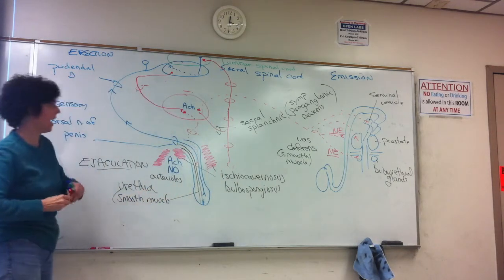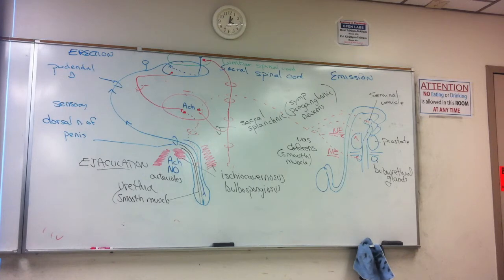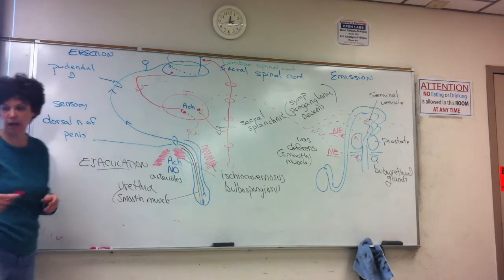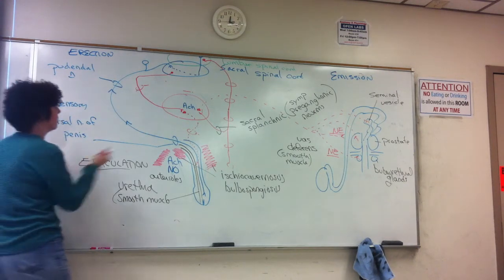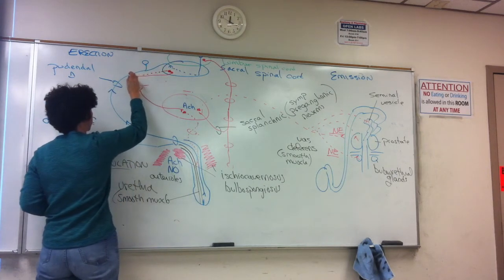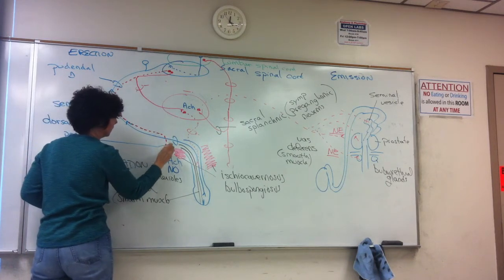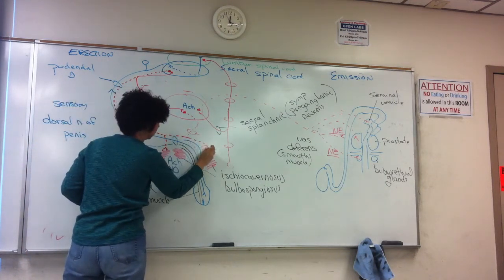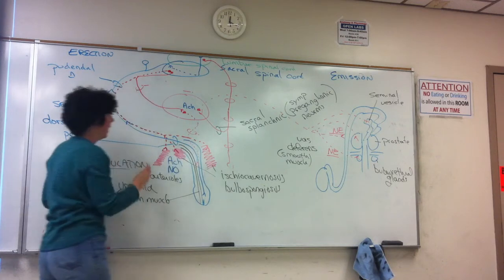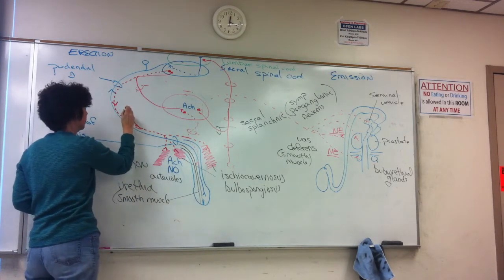So rhythmic contraction of these muscles adds to the movement of the ejaculate as well as to the pleasure of the orgasm experience. And so these are motor neurons that are going to be voluntary motor neurons traveling with the pudendal nerve and providing motor, efferent.